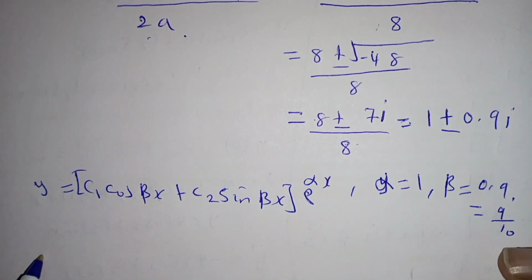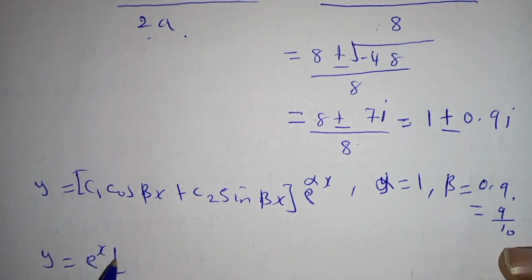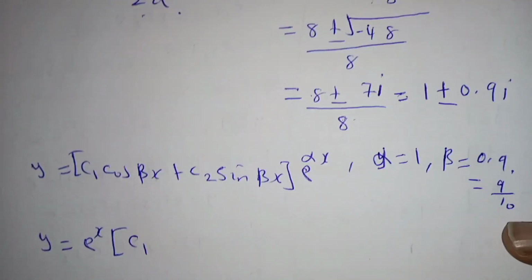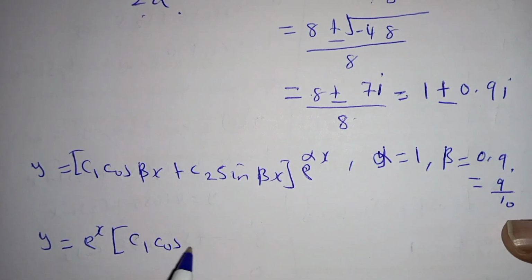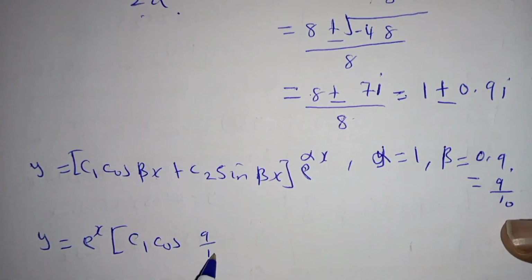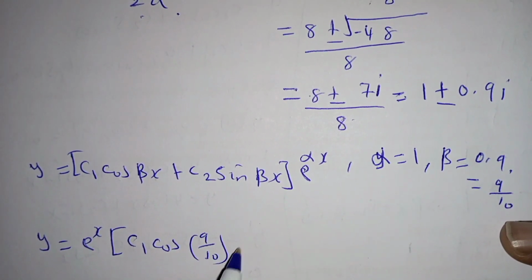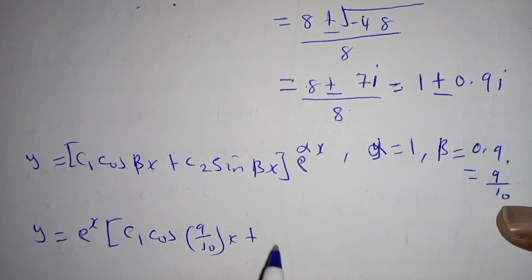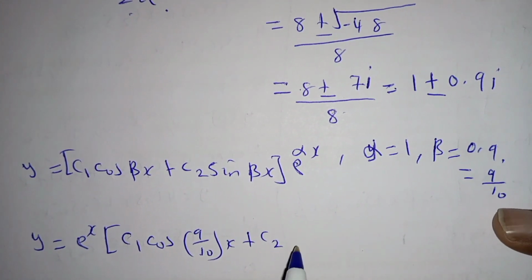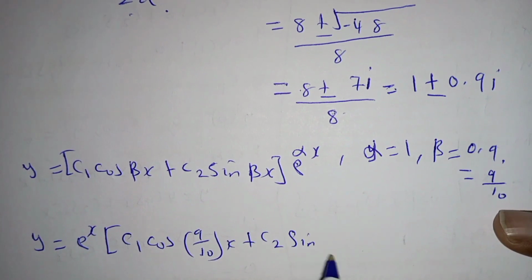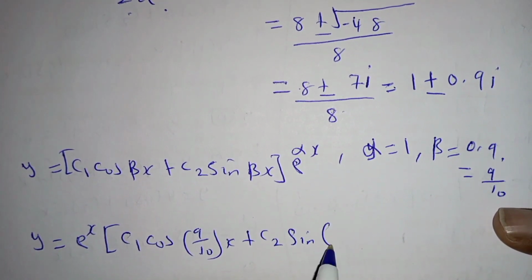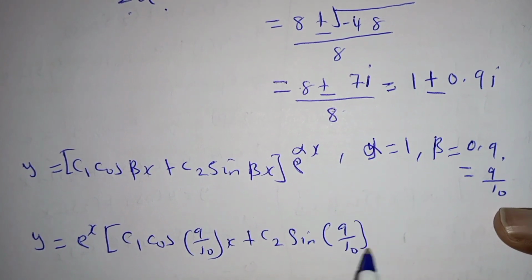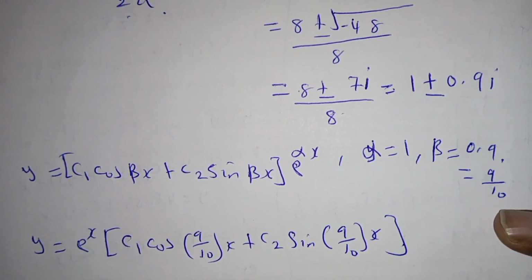So meaning that our y will be equal to e^x times (C1 cos of 9/10 x plus C2 sine of 9/10 x). You close the bracket.